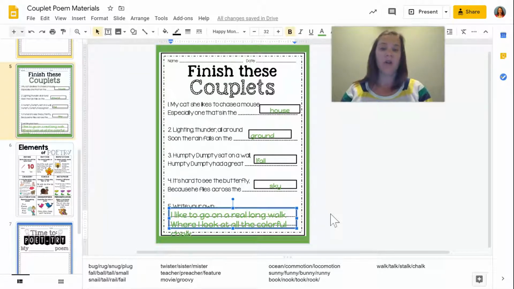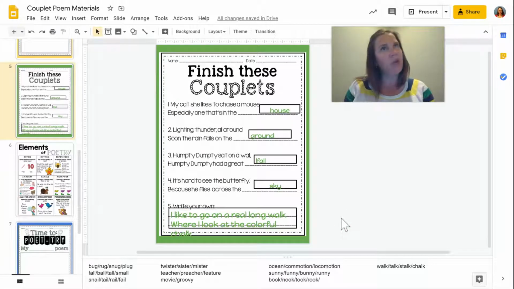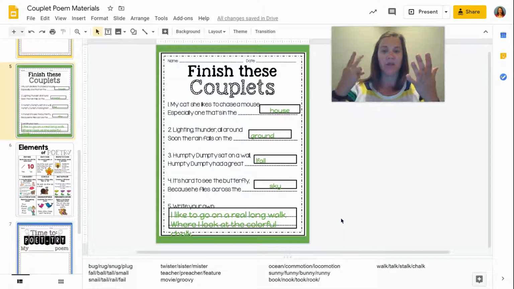I like to go on a real long walk where I look at all the colorful chalk. Too much, where I look at the colorful chalk. So see how I had to keep going back and forth and try to make it work. I don't get it right on the first time, and neither will you, and that's okay. So we keep trying. I like to go on a real long walk, 9 syllables, where I look at the colorful chalk. 9 syllables. Yay! And now I feel pretty proud of myself.